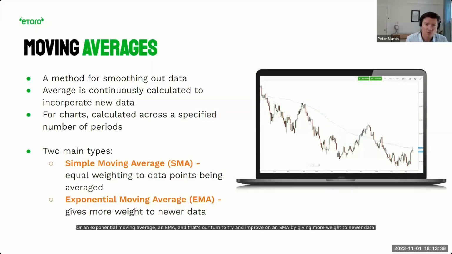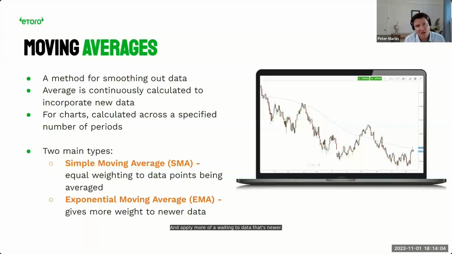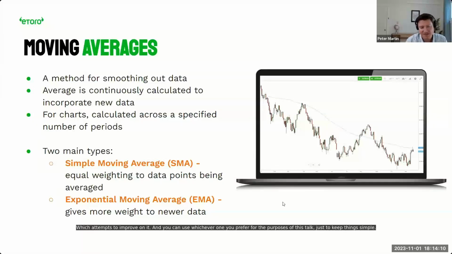Or there's the exponential moving average, an EMA, and that's an attempt to improve on an SMA by giving more weight to newer data. So with the SMA, even if it's a 100-day moving average, the data from 100 days ago counts as much to that number as the most recent one, whereas an exponential moving average tries to be a bit more sophisticated and applies more of a weighting to data that's newer, which attempts to improve on it. You can use whichever one you prefer. For the purposes of this talk, just to keep things simple, I'm going to stick with simple moving averages for our examples.